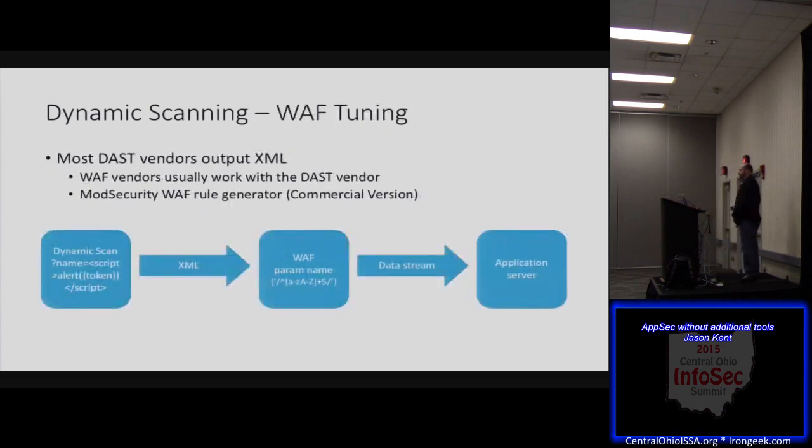Typically, what happens when you're using a dynamic scanner for WAF tuning is you trip across a parameter that's got some kind of problem, right? So in this case, it's the name parameter after the question mark in the URI. Insert some kind of alert and then a token that tracks it as it goes along. So this is what the scanner is actually doing. And then you get some XML output or CSV or whatever, and you just dump that into your WAF.